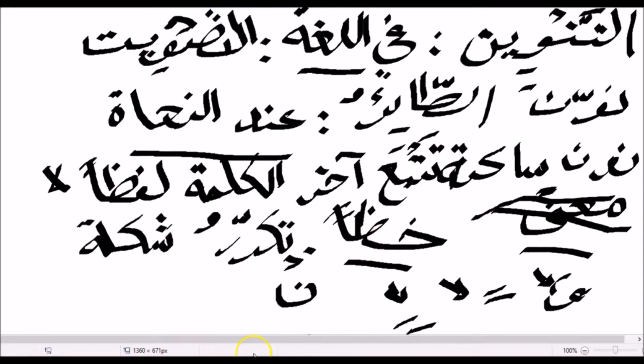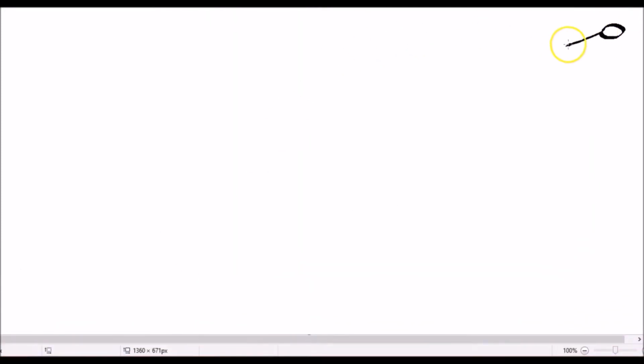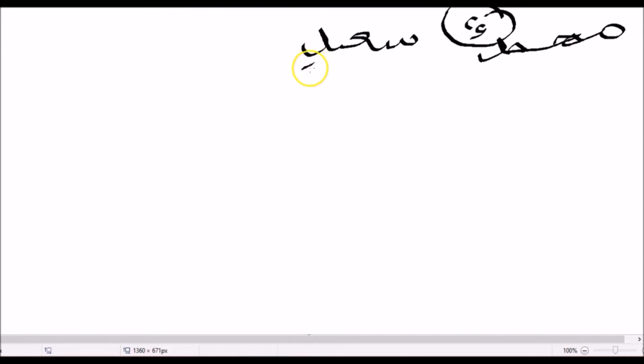For example, like you would say, محمد. Where is the تنوين? Correct, at the end of محمد above the دال. سعيد, where is the تنوين? Correct, at the end of Sa'id, underneath the dal. Qalaman, where is the tanween? Correct, above the mim.